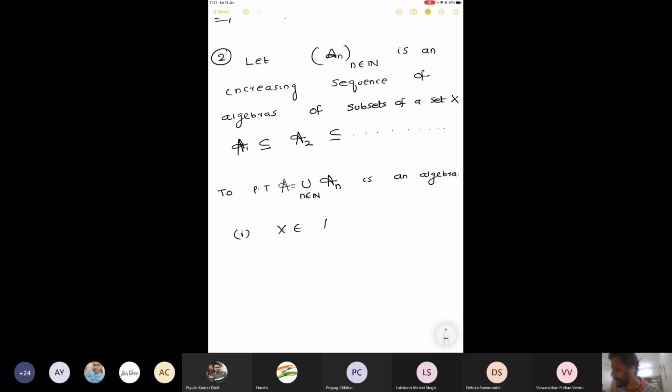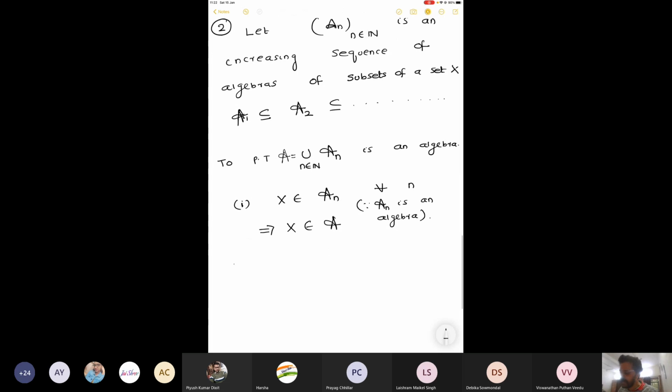X belongs to A_n for every n. Actually, for every n is not needed to say that it is there in the union. But here it happens. And that definitely implies X is in A. This should not mislead you. To say X is in A, it is not necessary to say X is in A_n for all n. But here it happens as A_n is an algebra.